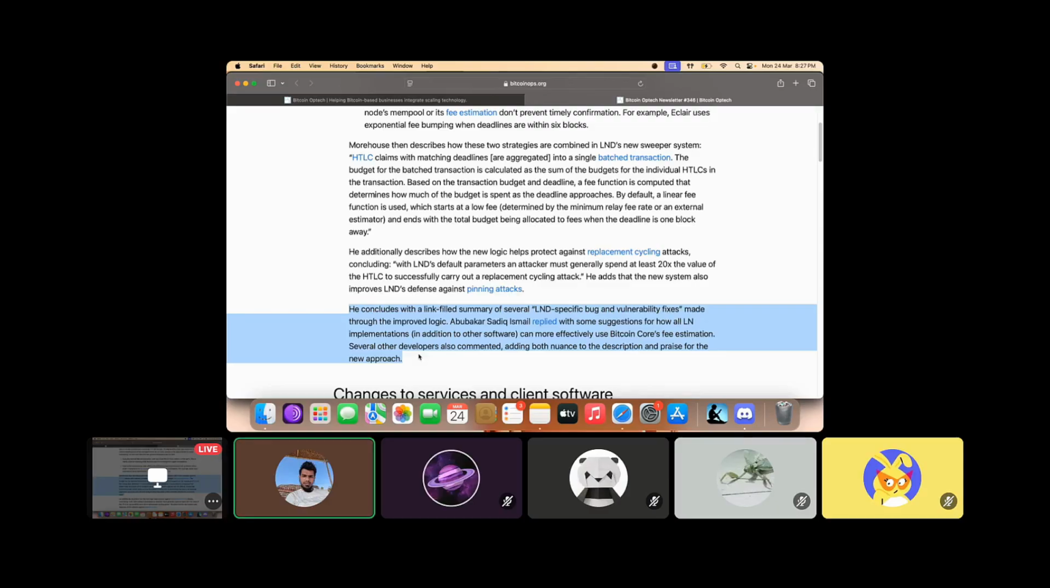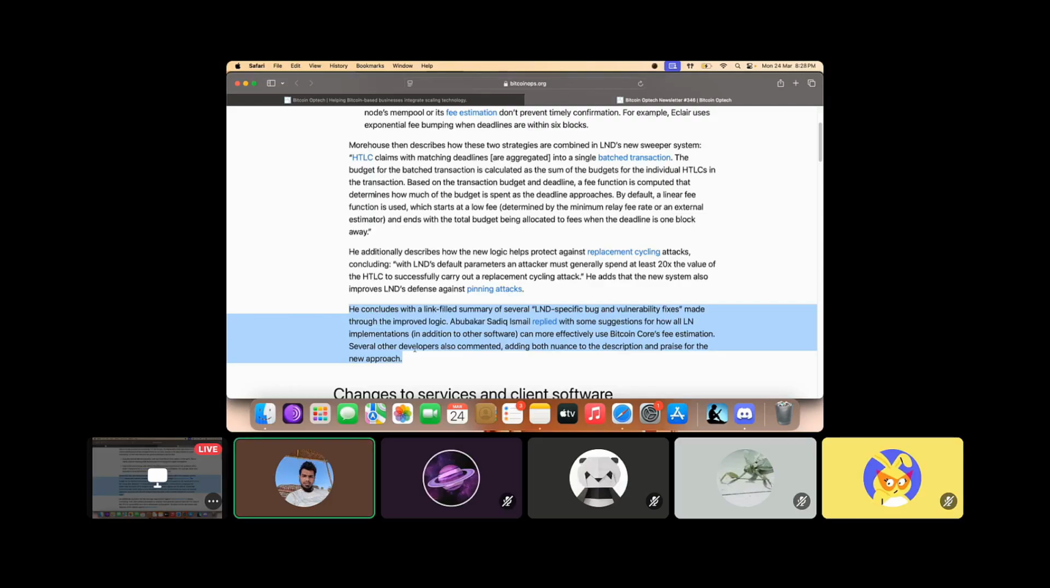Abu Bakr Sadiq Ismail replied with some suggestions for how all LN implementations, in addition to other software, can more effectively use Bitcoin post-fee estimation. Several other developers also commented, adding both nuance to the description and praise for the new approach.